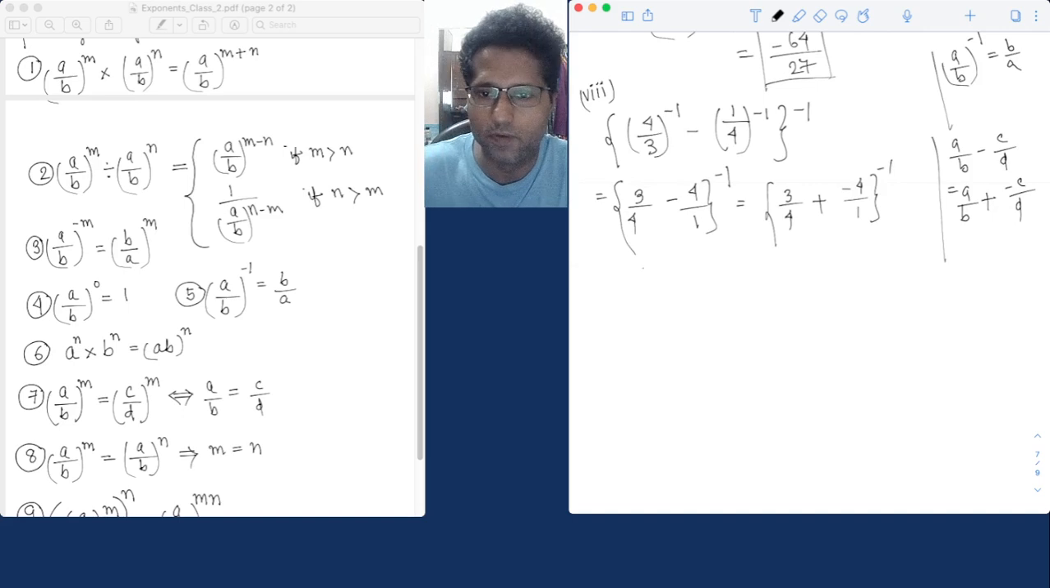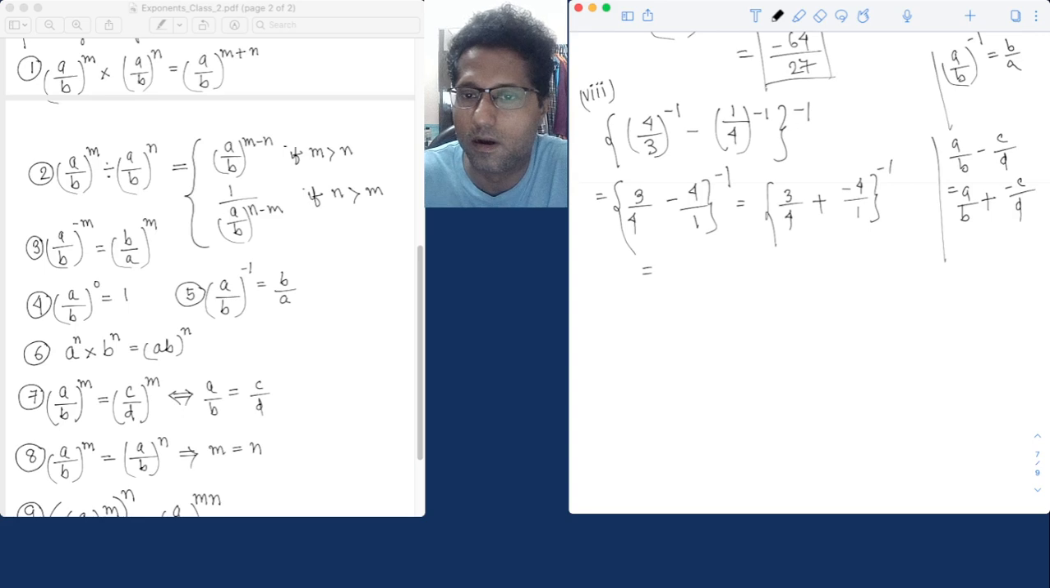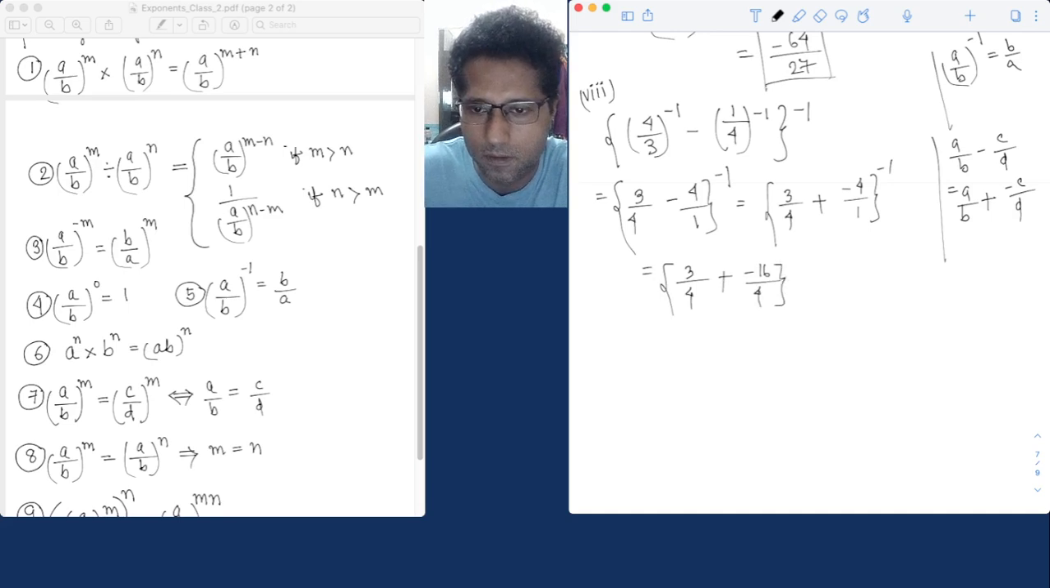Now we have to find the addition of the two rational numbers 3 by 4 and minus 4 by 1. We see that the denominators are different, so we have to convert both the rational numbers to their equivalent rational numbers so that they both have a common denominator of the LCM of 4 and 1, which is 4. So this becomes 3 by 4 plus minus 16 by 4 raised to the power minus 1.